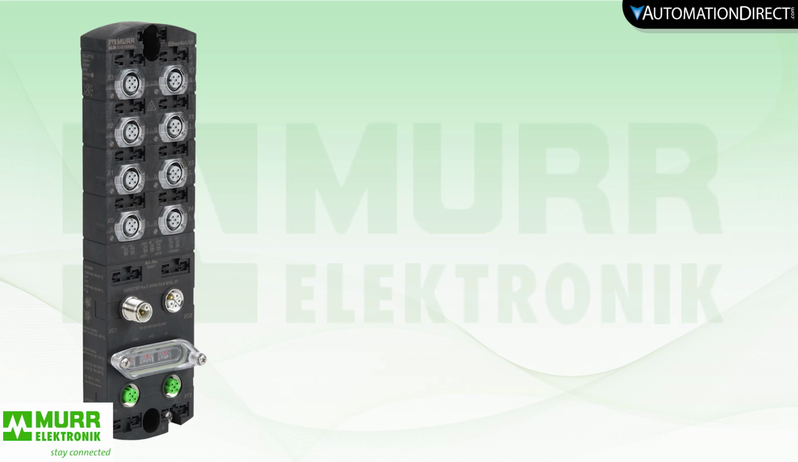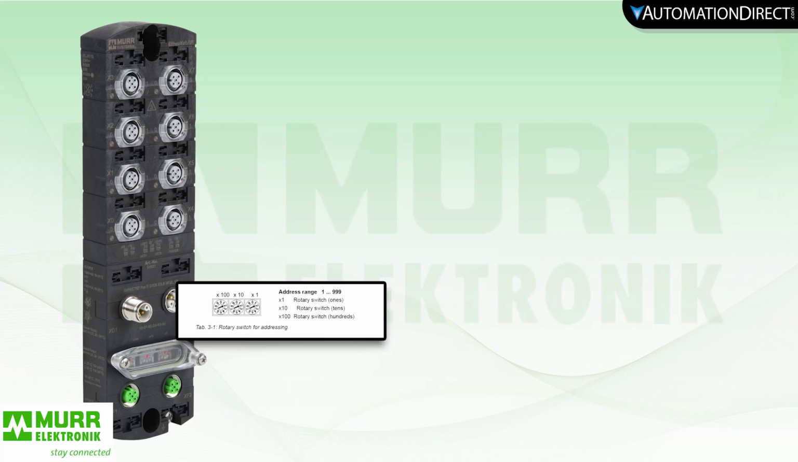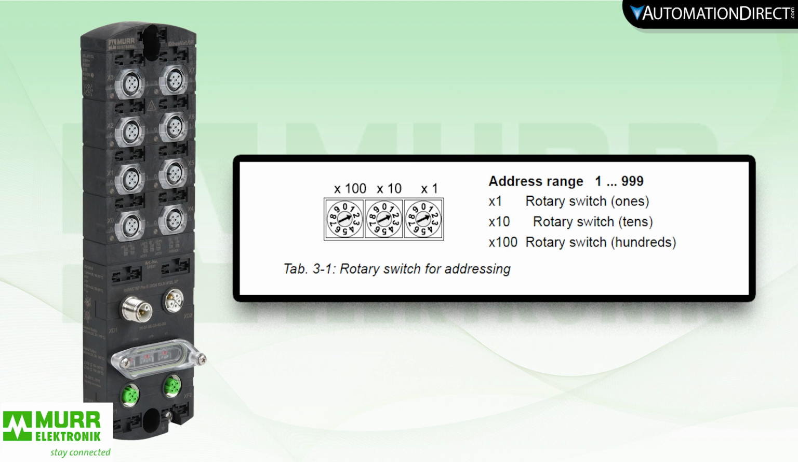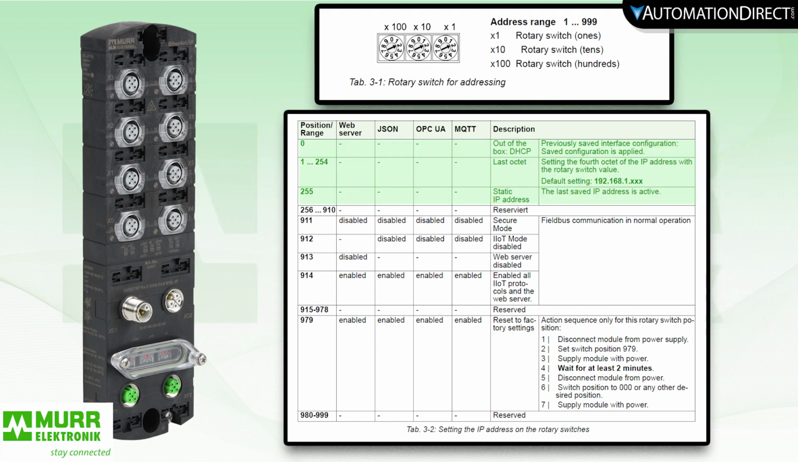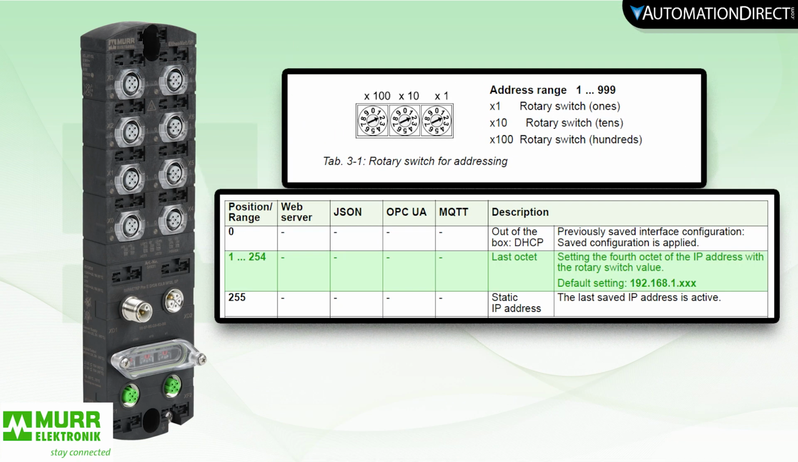Connecting your Murr IO-Link master to your network is made quite easy by using the rotary switches on the device. These switches are used to determine the IP address. There are 3 ways to set the IP address. Set it as static IP by setting the last octet. Determine the IP address using DHCP. And last, you can use the saved IP address that is set in the web server.